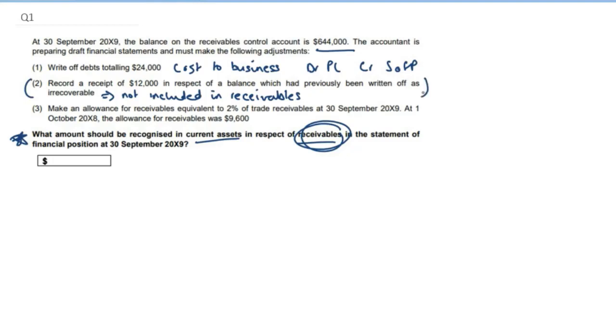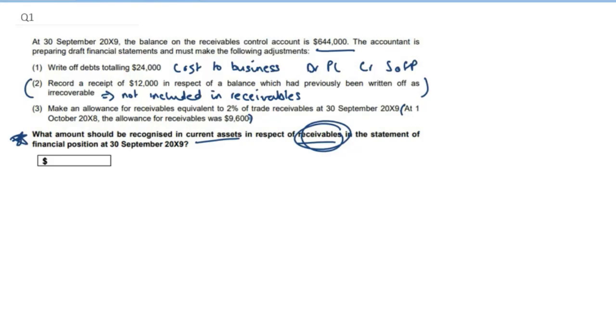Doesn't matter to me. Okay, number 3, equivalent to 2% of the trade receivables at the year end. At the start of the year, the allowance for receivables was $9,600. And I'm looking at that and I'm thinking, okay, well look, the allowance is based on 2% of the trade receivables at the year end. Okay, that's fairly clear. Actually, do you know what? I don't really care what the balance was at the start of the year. It doesn't really matter to me. All I'm concerned about is doing 2% of the receivables balance at the year end.